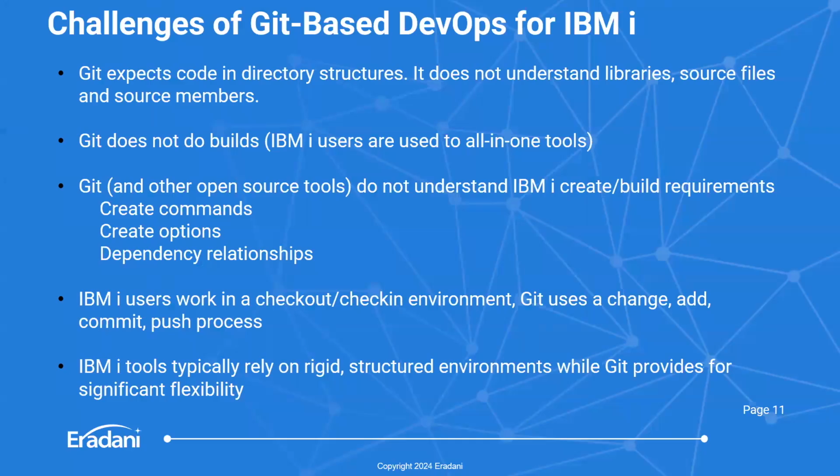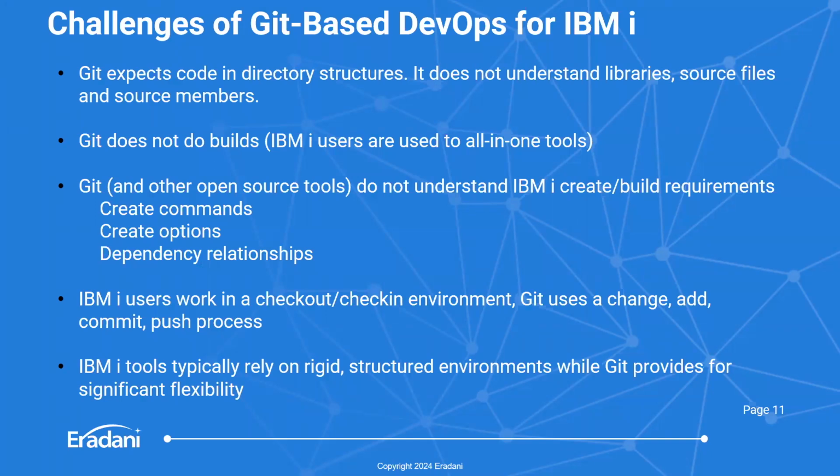But there are challenges for IBM i users for using Git. First of all, Git does not understand libraries and source files and source members. It has to have things in directories. So you have to have a way of managing that relationship between the directories and then the source files and libraries, where you might be keeping code.